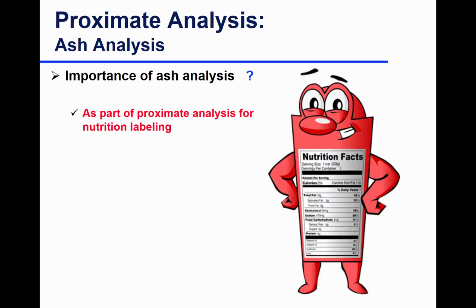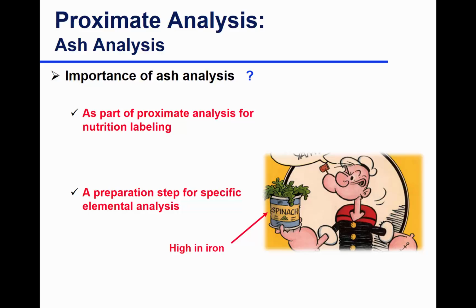So, okay, so this is the old label. I should find another cartoon for that. But anyway, it's part of the proximate analysis. Are you familiar with Popeye? It's a cute cartoon. I used to watch it when I was little. But you know how he gets his strength, right? From eating spinach. It's high in iron. Okay, so it's a preparation step for specific analysis. Iron in particular because it is needed on the nutrition label, along with obviously sodium and now potassium and calcium.